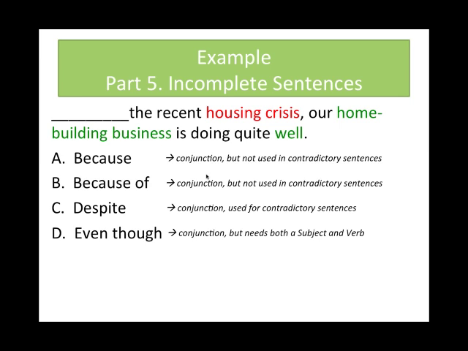So because and because of are wrong answers. And D, even though it is a conjunction, it can be used in contradictory sentences. However, it needs both a subject and a verb, not a noun phrase. That is why even though is also a wrong answer. So now we know that A, B, and D are wrong. So the last answer, C, despite, must be the correct one.